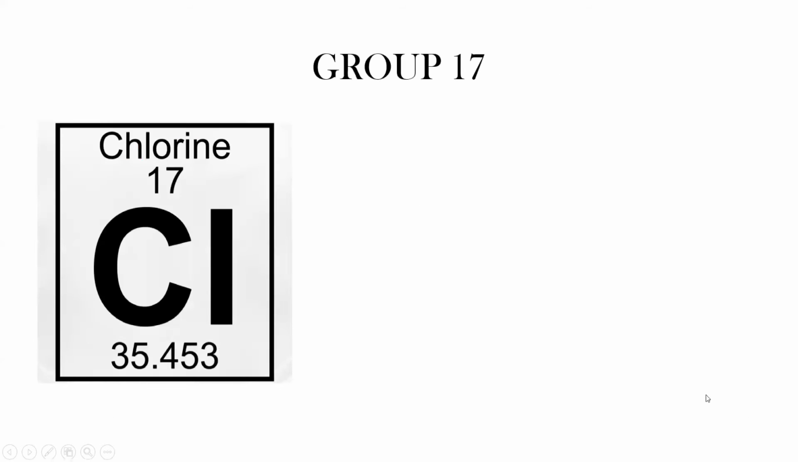Now let's construct the atomic structure for group 17. The chlorine atom has 17 protons and 17 electrons, and the atomic mass or nucleon number is 35. So if you want to find the neutron number, 35 minus 17, then you get 17 neutrons.